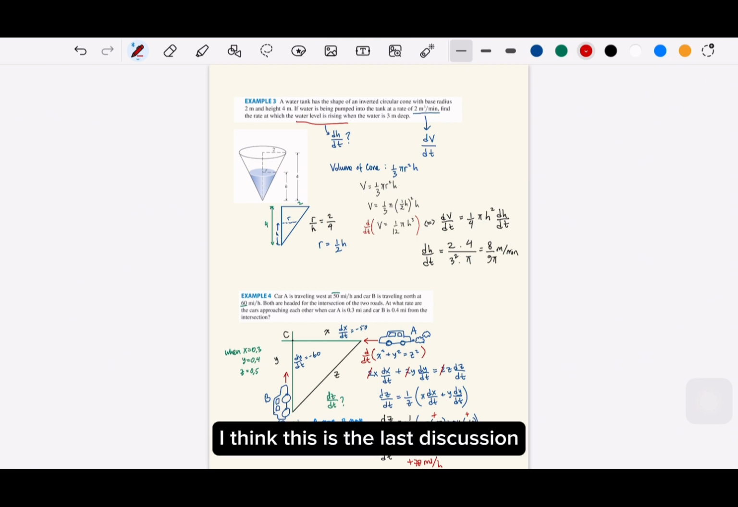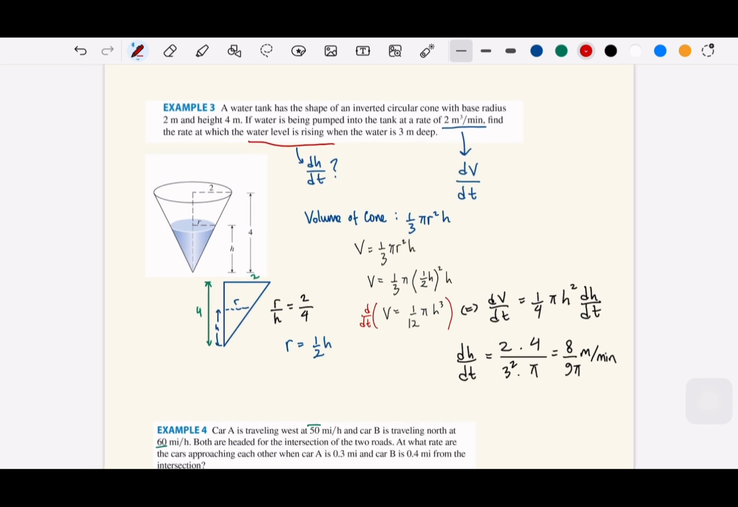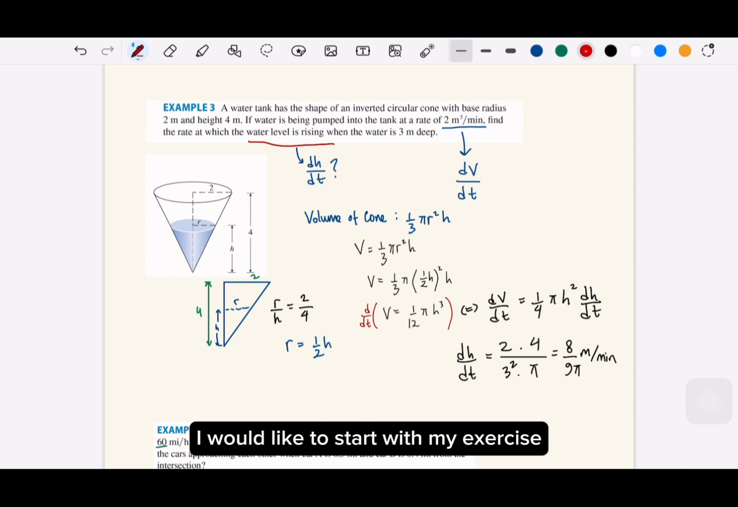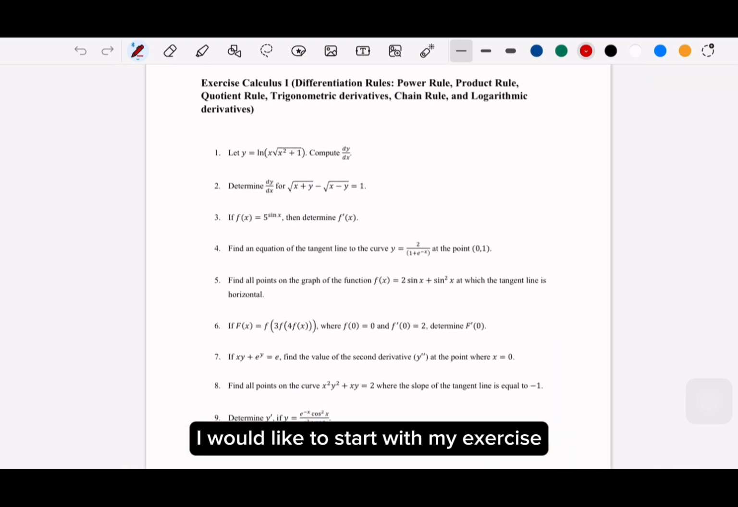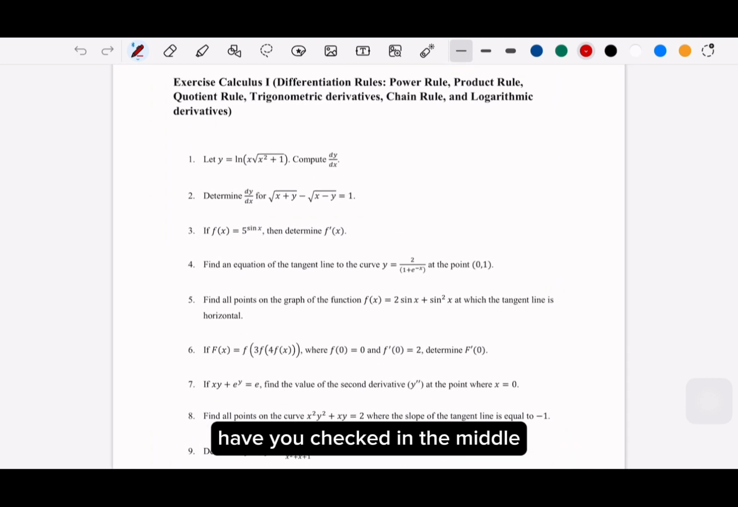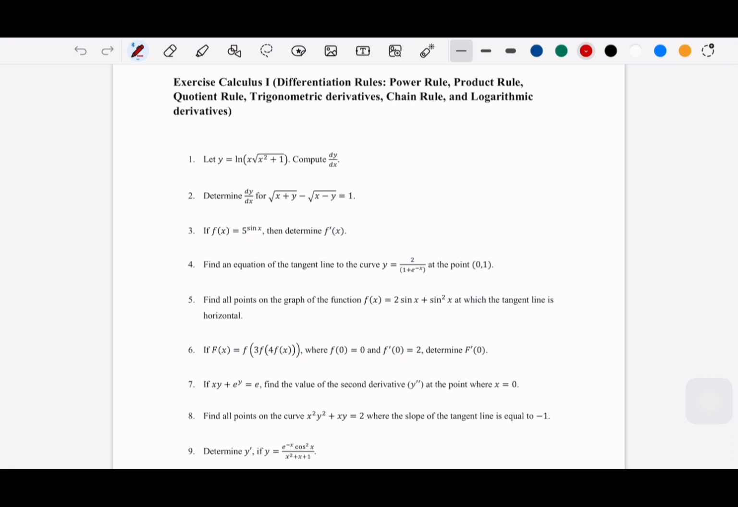I think this is the last discussion. But before we continue this related rate, I would like to start with my exercise. Have you checked in the Moodle? Have you checked? No, right?